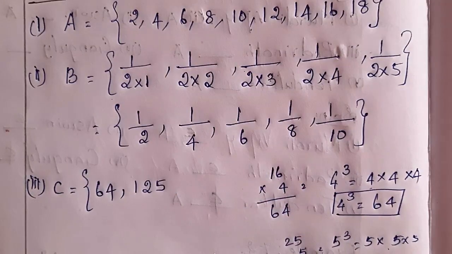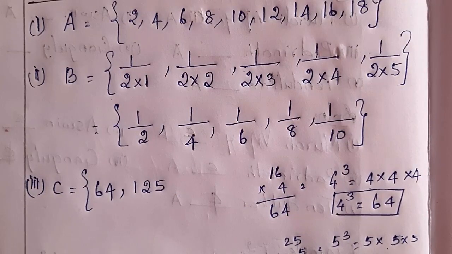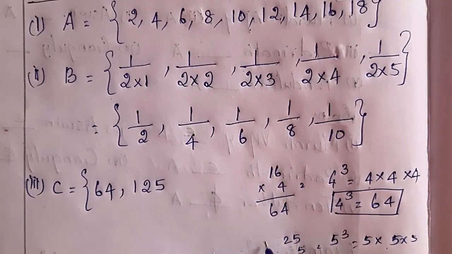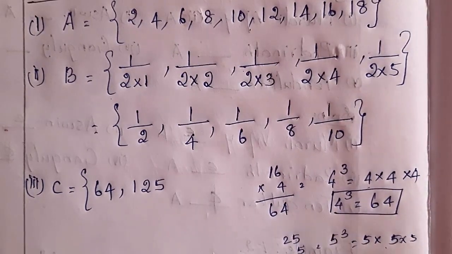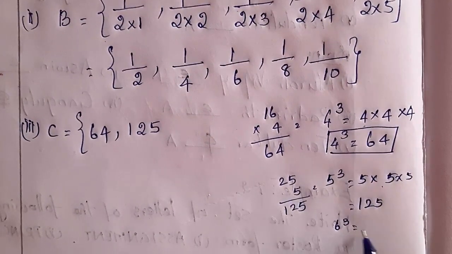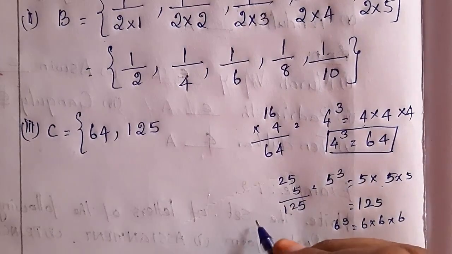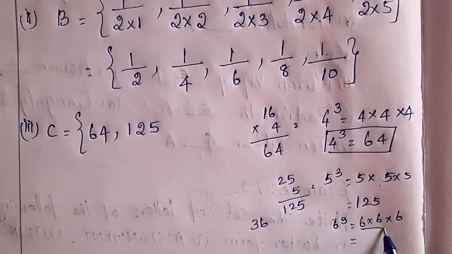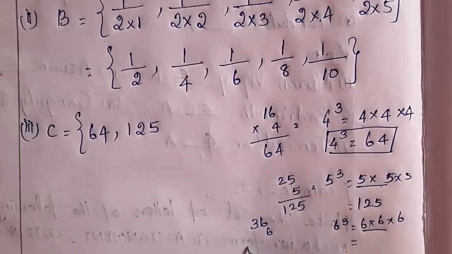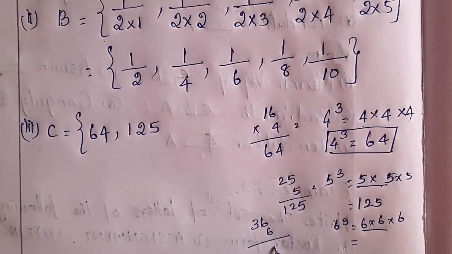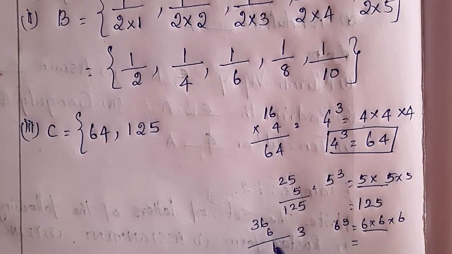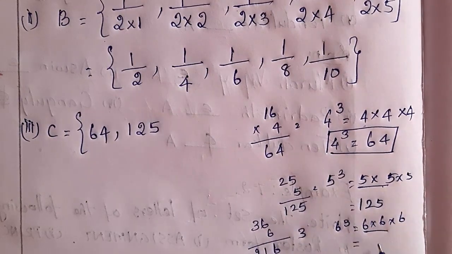So next one, 6 cube. How can you find 6 cube? 6 cube equal to 6 into 6 into 6. That is equal to 36 into 6. 6 6s are 36. Then again 3 6s are 18, 18 plus 3 is 21. So it is 216.